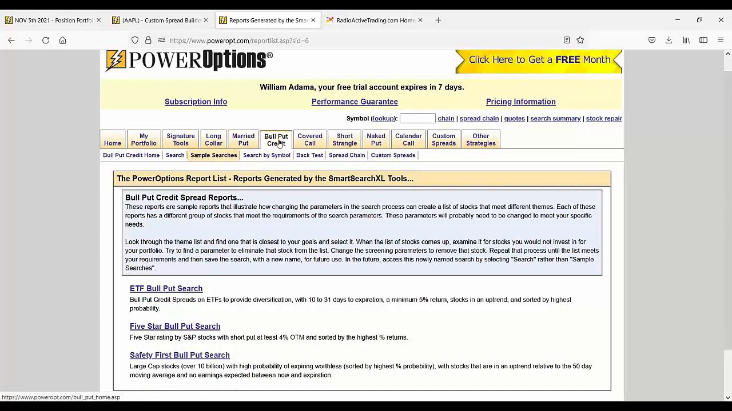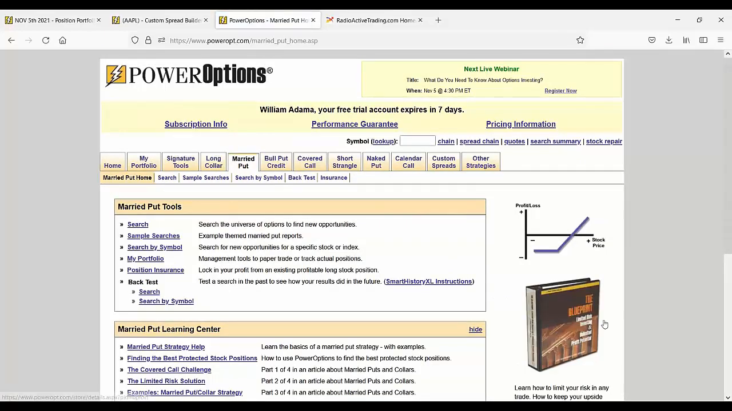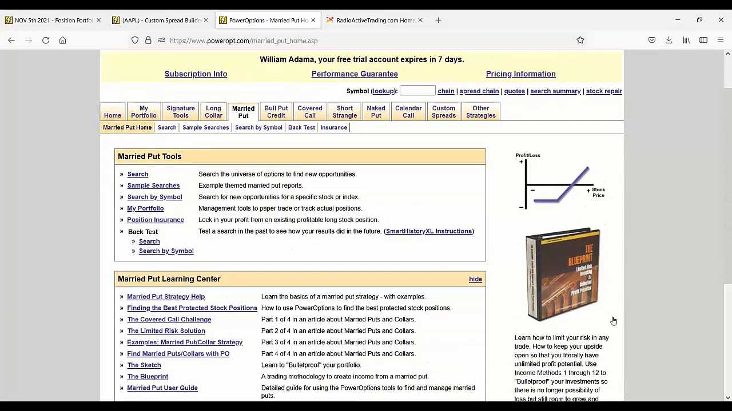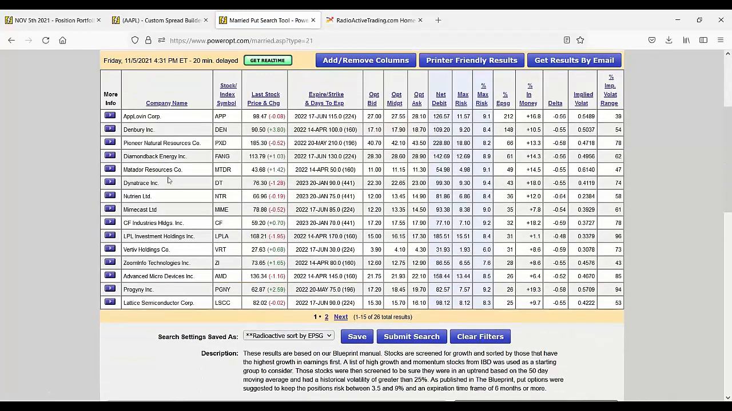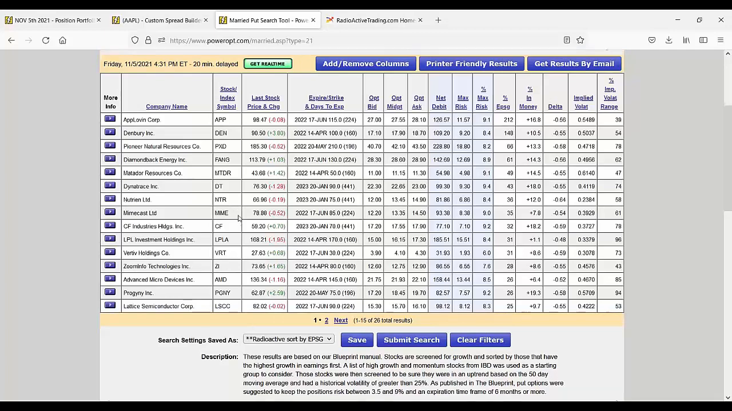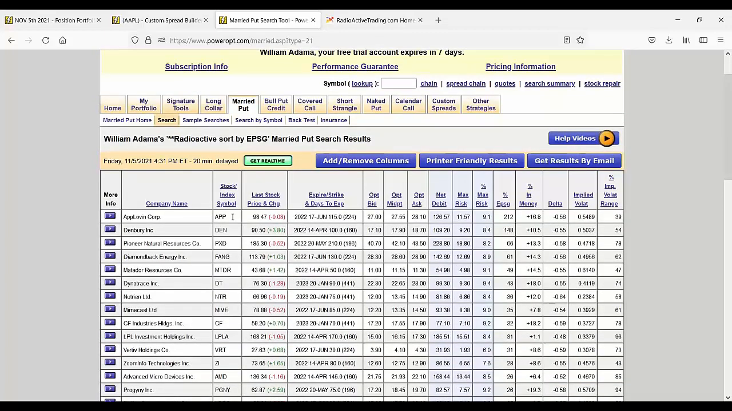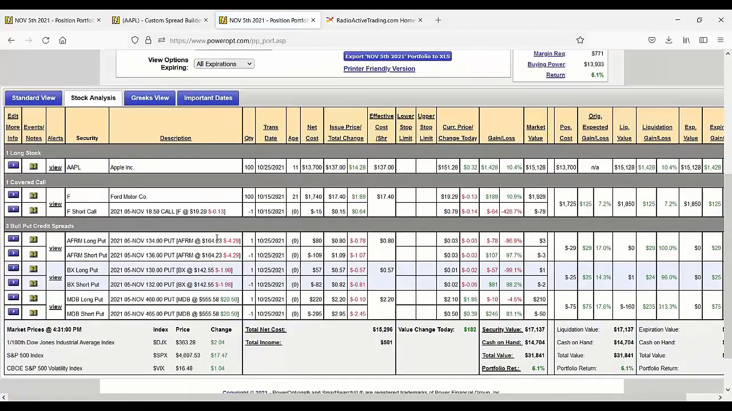To me, the weekly bull put credit spread we were just looking at is my bull put picks of the day. And then the married put search, where we follow the radioactive trading techniques as discussed in the blueprint. The default search, radioactive sorted by earnings per share growth, would be where I would start if I was picking a married put position to open today.